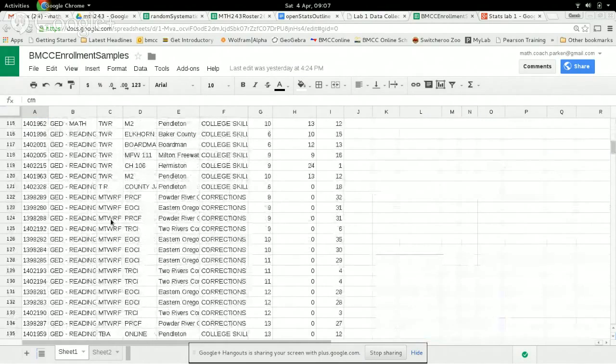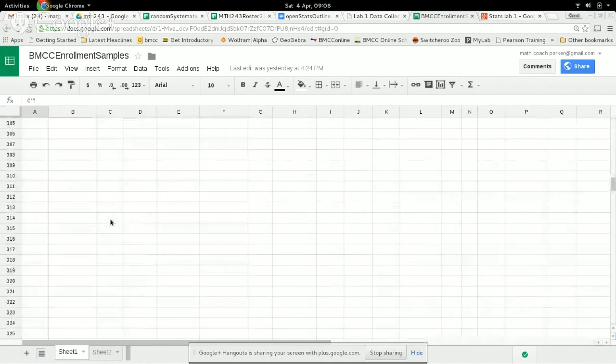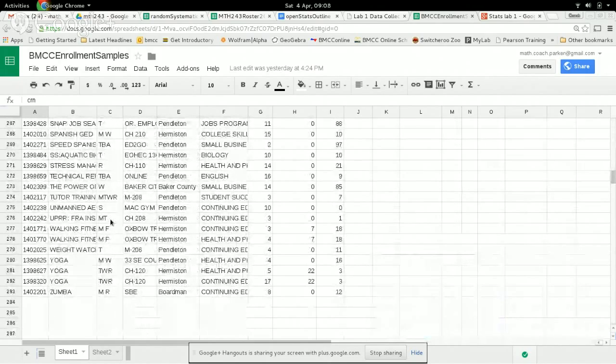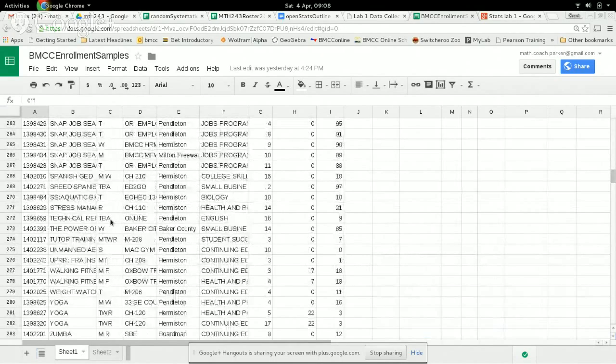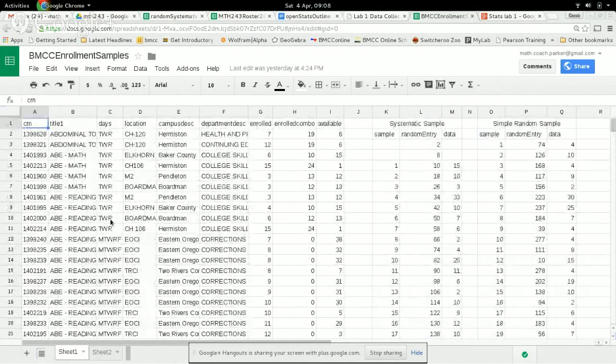You can scroll down and explore the data. There are 283 entries left after I scrubbed it, I think. I don't know how many there were originally, but I have the original data set if you want that.